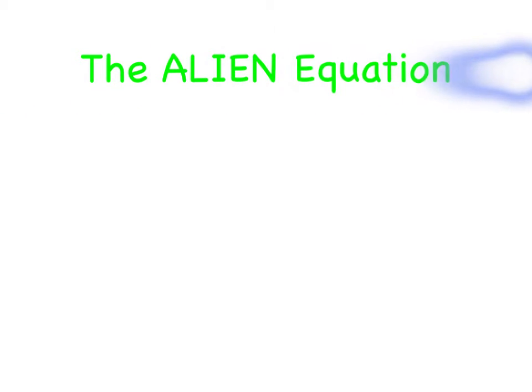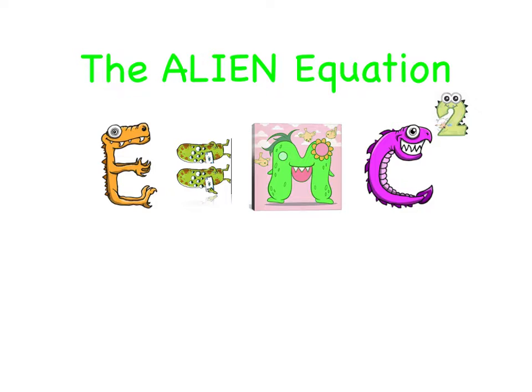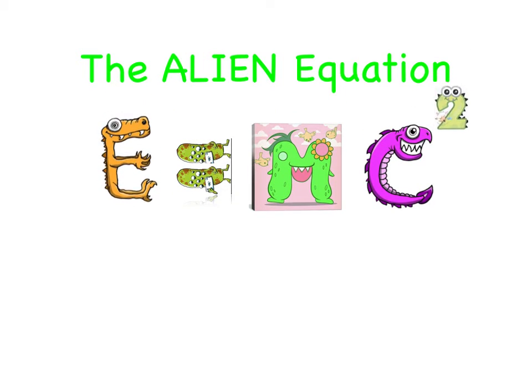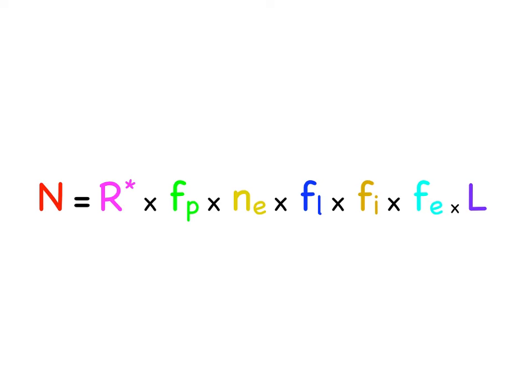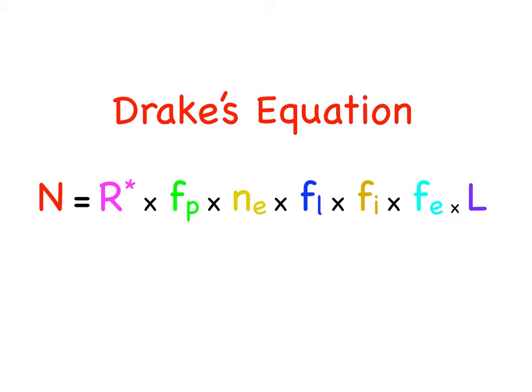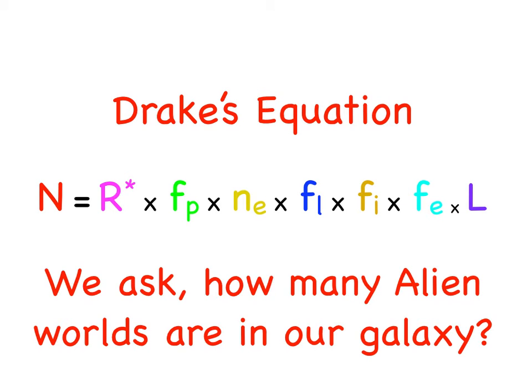So today we're going to talk about the alien equation. Well, not this alien equation, this alien equation, or more commonly called Drake's equation. Drake's equation, formulated by Frank Drake in the 1960s, allows us to ask, in a clever way, how many alien worlds exist in our galaxy. Before we begin, we'll start with a simpler example.